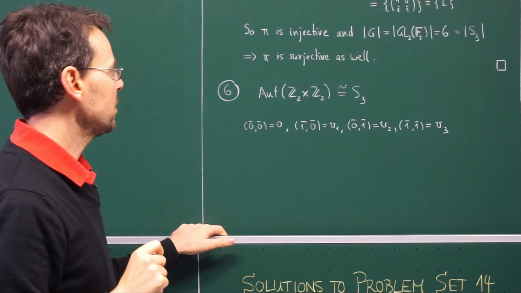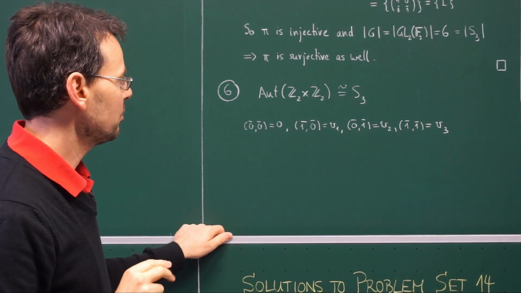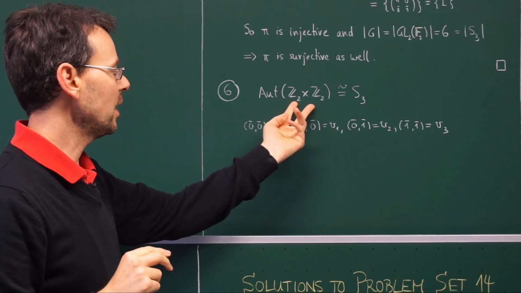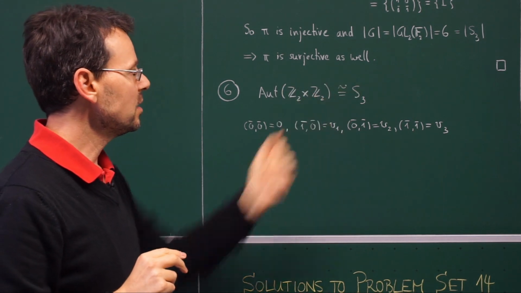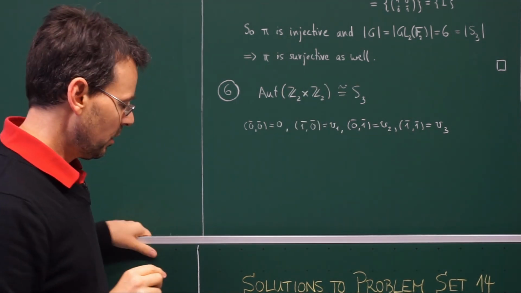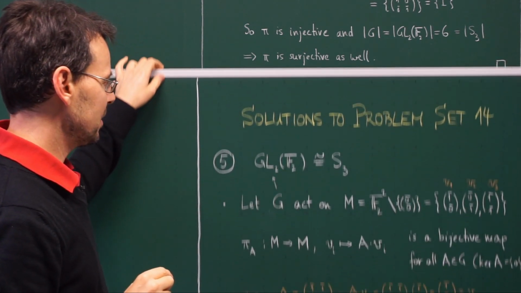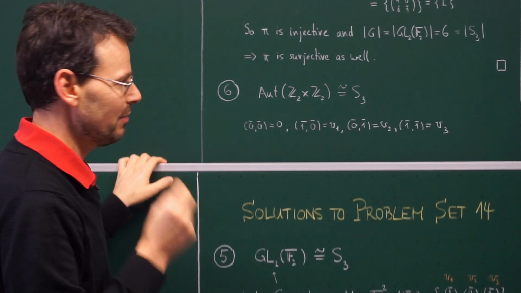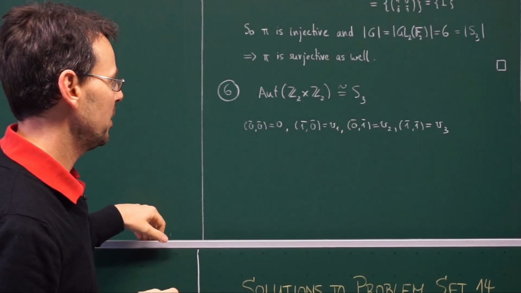Okay, and the last exercise of this nice problem set. We need to show that the automorphism group of the Klein 4 group is also isomorphic to S3. Now, with the result from exercise 5 in the back of our minds, this is not too hard if again you have a bit of knowledge about linear algebra.